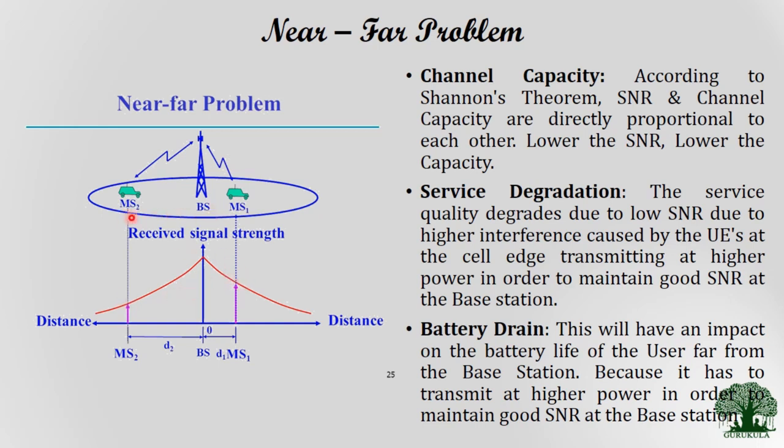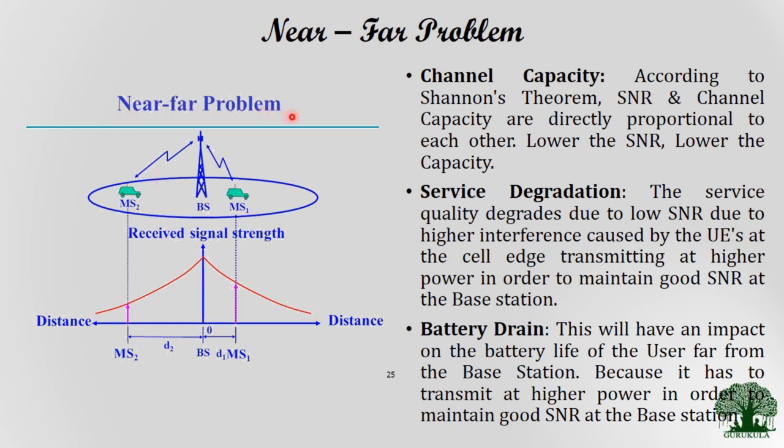So this problem leads to a situation where MS2 does not have proper power levels, or signal strength, to reach the base station, and MS2 can be left unserved. This problem is what we call the near-far problem. In order to overcome it, the only way is that mobile station 2 should transmit with higher power to compensate for this distance. But if we use higher power, that will degrade the battery performance and cause more power consumption. So this is a cyclic process, and these are all the effects of the near-far problem.